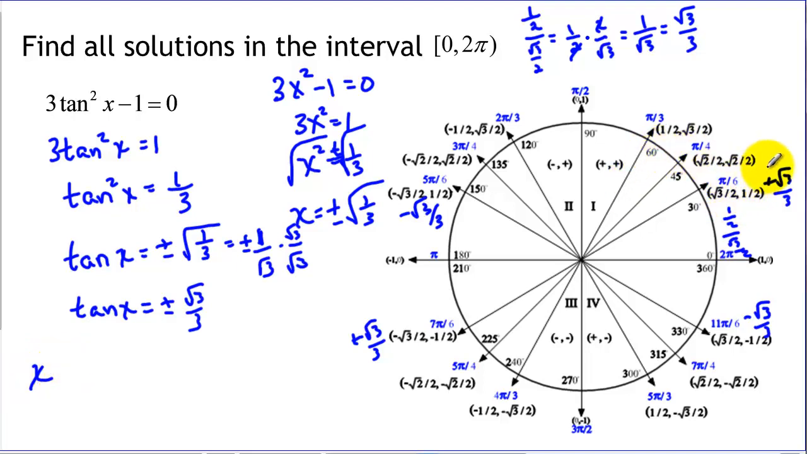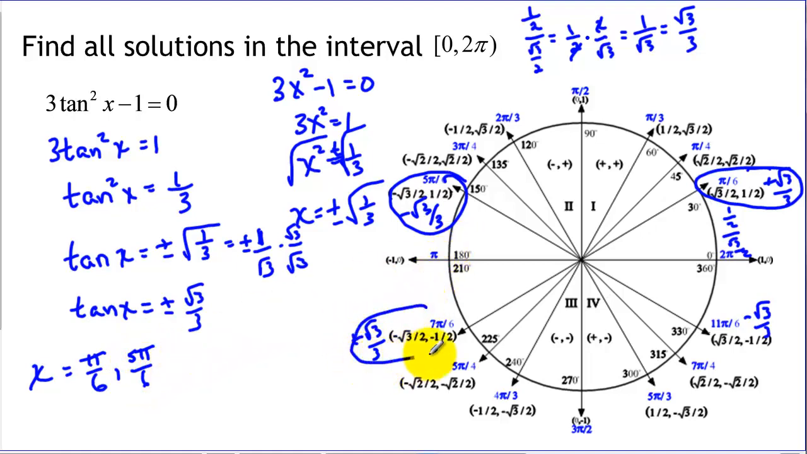So we've got this angle here, pi over 6. We've got this angle here, 5 pi over 6. Here, 7 pi over 6. And finally here, 11 pi over 6.